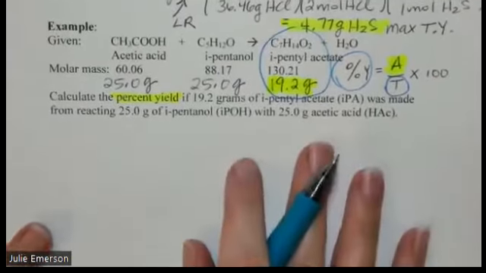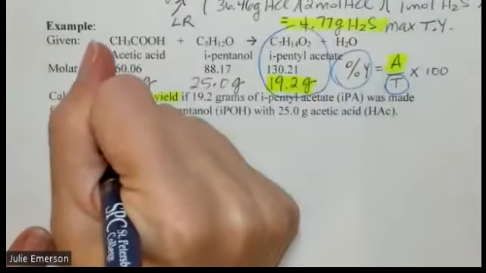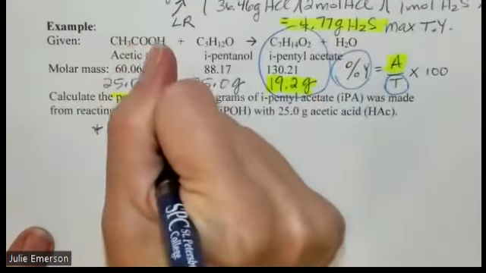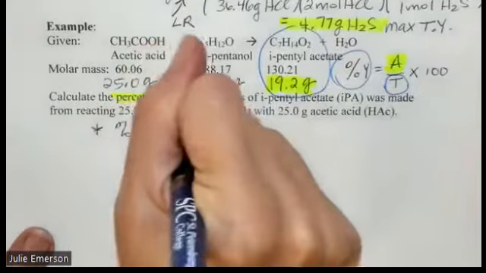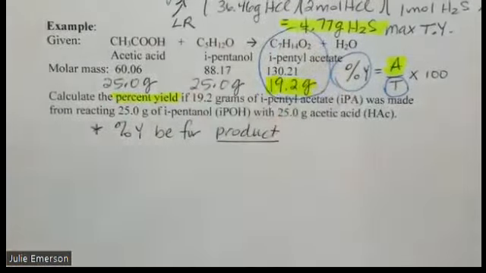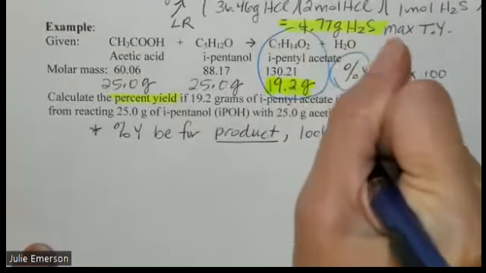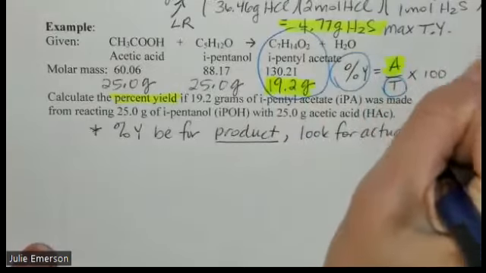So the reason for me doing it this way is, if you're asked for a percent yield, it will always be for the product, right? Yield means produce, so you're always going to be calculating a percent yield of a product. So what I'm going to do is look for the actual yield of that product.